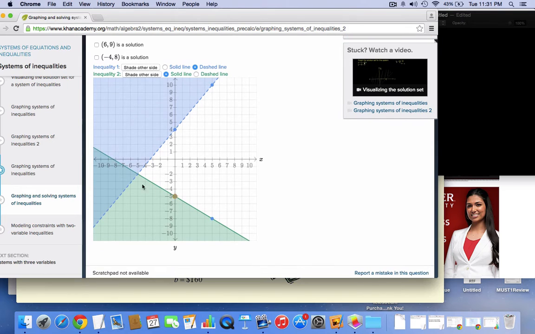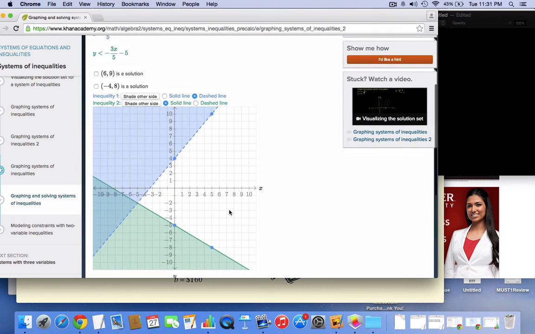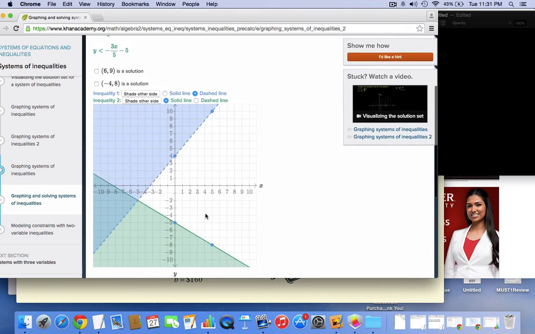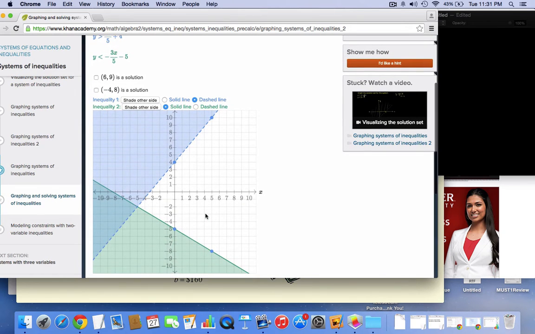And here we go. Now I have a line that's going down from left to right, and so I know I have a negative slope. So assuming I've done everything else correctly, I've graphed my line correctly. So now I need to make those two decisions. Where should I shade? Should I shade above the line or below the line? Well, since y is less than negative 3x over 5 minus 5, I'm going to shade below this line, not above it.